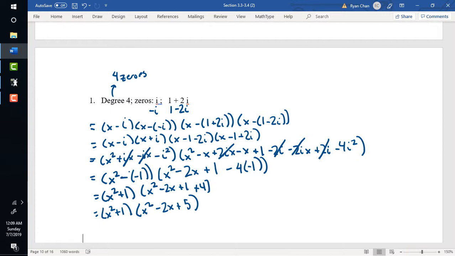And then once again, if you stop right here, where my pen is, you don't need to multiply the x squared plus 1 and x squared minus 2x plus 5. You don't need to multiply that out. That's going to take too long, and you're probably going to mess up. You just need to distribute enough so that your i's, or your imaginary parts, go away and cancel out.